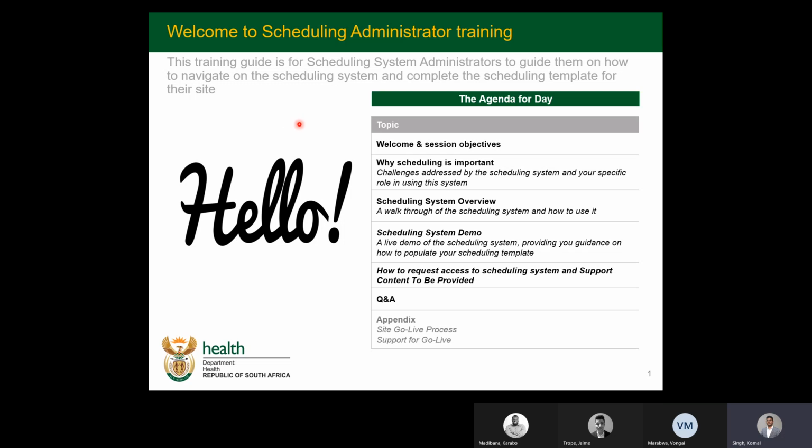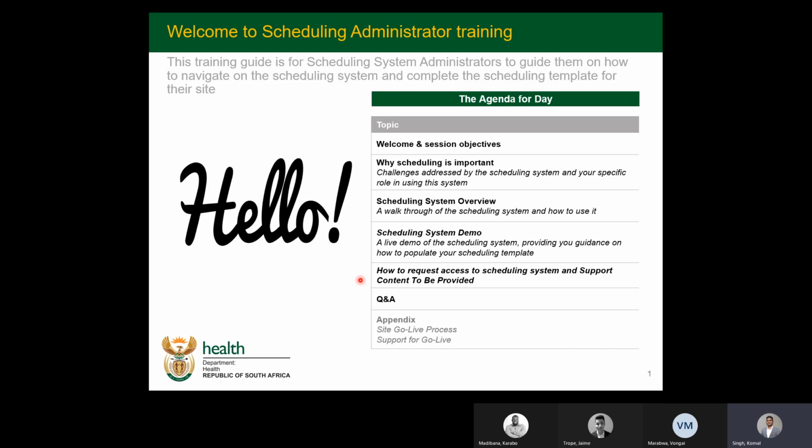So the agenda for today is as follows. So the topics for today will be welcome and session objectives. Second one will be why scheduling is important, and during this we'll address various challenges addressed by the scheduling system, as well as to understand your specific role as a scheduling administrator. There'll be a scheduling system overview, which is basically a walkthrough of the scheduling system and how you can use it. Then there'll be a scheduling system demo, which will be a live demo of the scheduling system, basically to provide you guidance on how to populate your scheduling template.